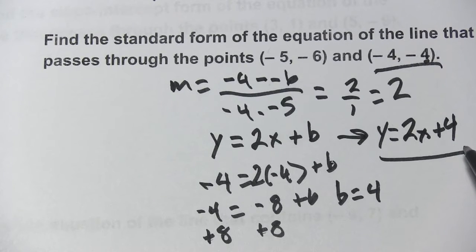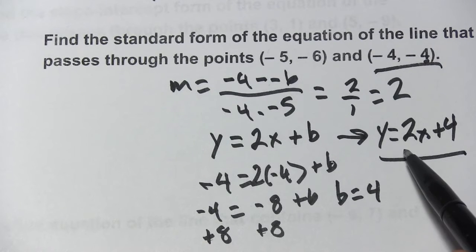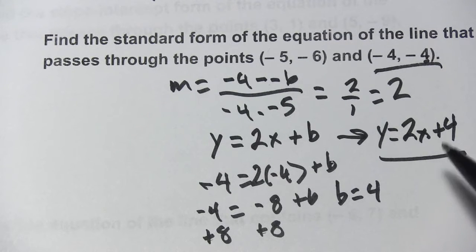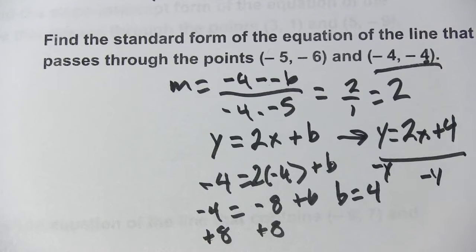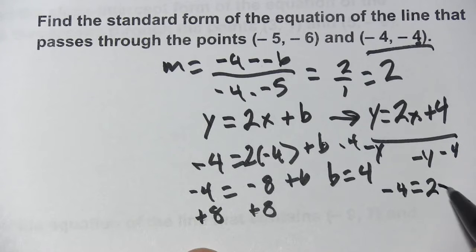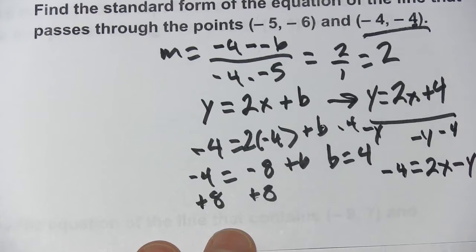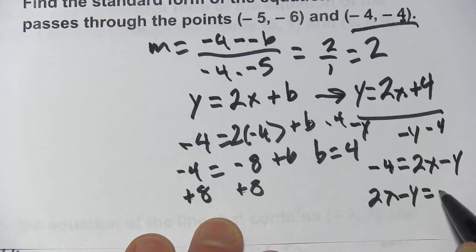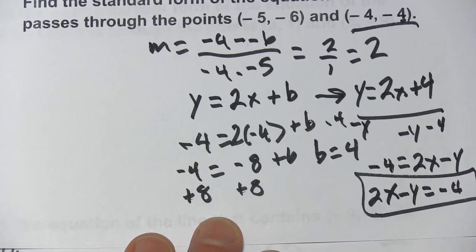And that is not exactly our solution yet, because they said they wanted the standard form. The standard form of this equation would have the x and the y on one side and the number on the other side. So I just need to do a little rearranging. I think I'm going to subtract y from both sides and subtract 4 from both sides. If I do that little hocus pocus, I would get a -4 over here and a 2x minus y over here. And if I needed to, I could just flip that around and write it as 2x minus y equals -4. But there's the standard form of the equation. So that's a little bit of work with finding the equations of lines when you're given 2 points.